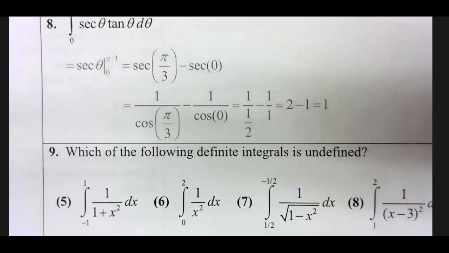Okay, and 8 secant tan is the antiderivative of secant. So you take your antiderivative, you get your secant, you plug in your upper, your lower, and you simplify using our unit circle values. If you forgot what secants were, you could always do 1 over cosine.